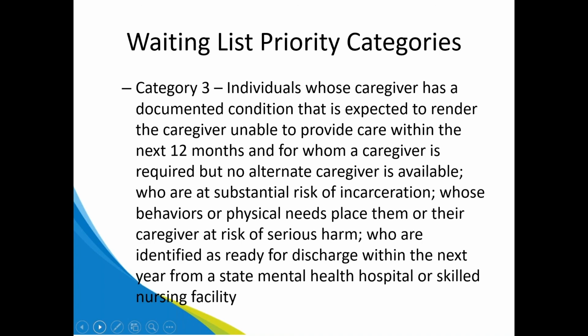Category 3 are individuals whose caregiver has a documented condition that is expected to render the caregiver unable to provide care within the next 12 months and for whom a caregiver is required, but there are no alternate caregivers available. Also, individuals who are at substantial risk of incarceration, individuals whose behaviors or physical needs place them or their caregiver at risk of serious harm, and individuals who are identified as ready for discharge within the next year from a state mental hospital or a skilled nursing facility would all fall under category 3.